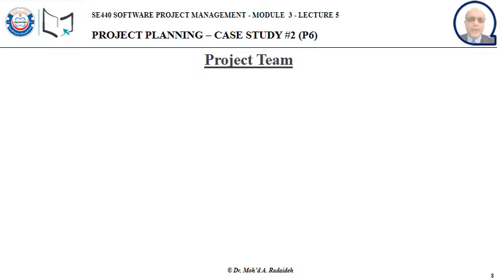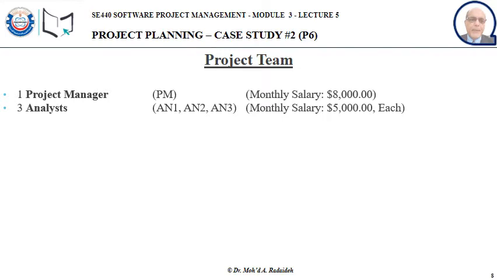Now the project team. First of all, the project manager. We refer to the project manager in the work breakdown structure as a PM. We assume that the monthly salary of the project manager is $8,000. 3 analysts, we refer to them by AN1, AN2, AN3, and the monthly salary of each is $5,000.